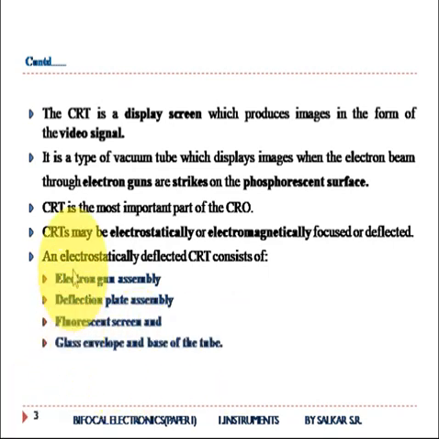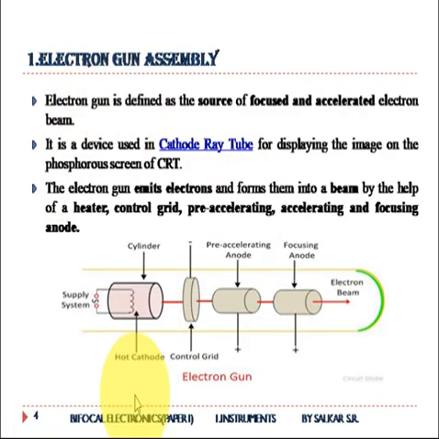So let's see each part one by one. First we'll start with the electron gun assembly. So what is the electron gun assembly? It consists of the supply of a CRO. You have to remember, the CRO works on the AC supply. That supply may be from a few hertz to several kilohertz. This AC supply is responsible for the working of the CRO.